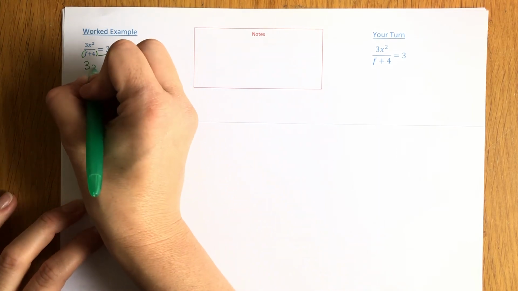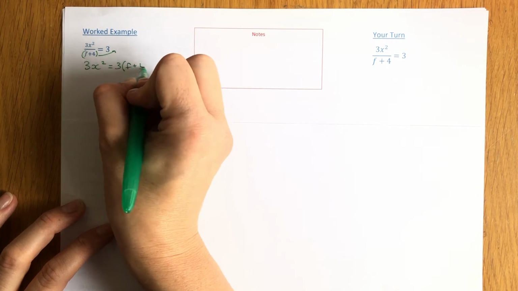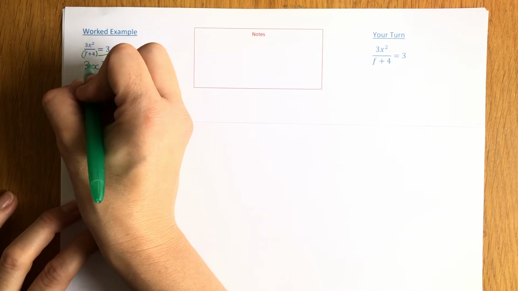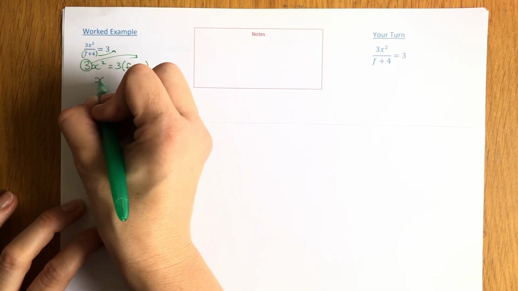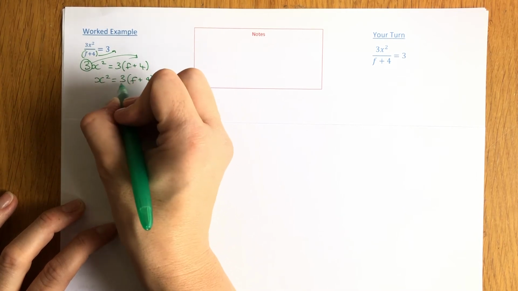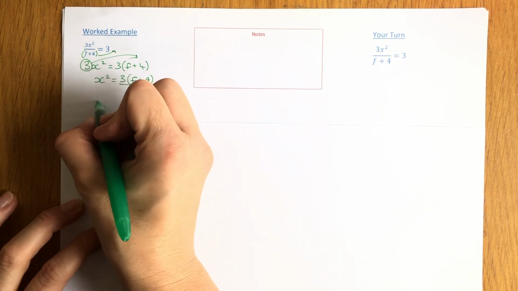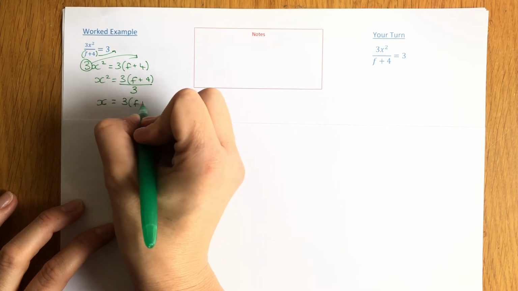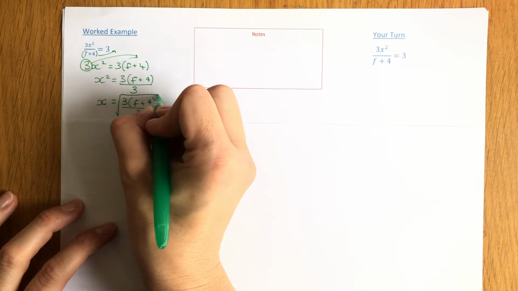So I get 3x squared equals 3 lots of f add 4. Okay, and then I need to get rid of this times by 3. So I move it to the other side and it becomes a divide by 3. And then I need to get rid of the x squared. So I get x equals 3 bracket f add 4 divided by 3, all square rooted.